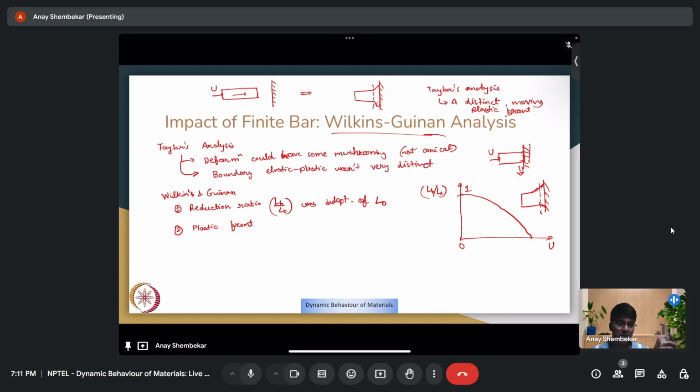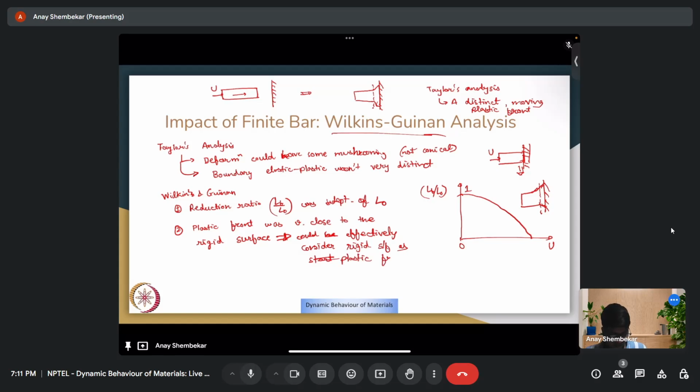What they observed was that this plastic front was very close to the rigid surface, which meant that we could effectively consider the rigid surface, the rigid wall, as the start of the plastic front.